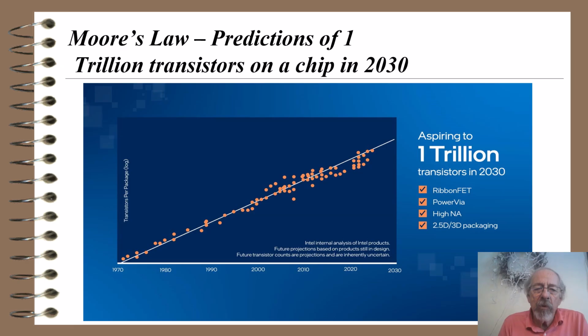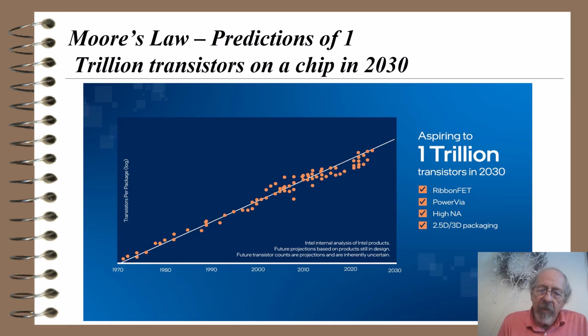Here's a slide of Moore's law, predictions of 1 trillion transistors on a chip in the year 2030, which is only 4 years from now. You see the line on the chart starts about 1970 with the introduction of the first microcontrollers, microprocessors, and it's headed for 2030. That's 6 decades worth of Moore's law holding. Actually, Moore's law is nothing but an observation. And it says on the right of the slide, aspiring to 1 trillion transistors in 2030.